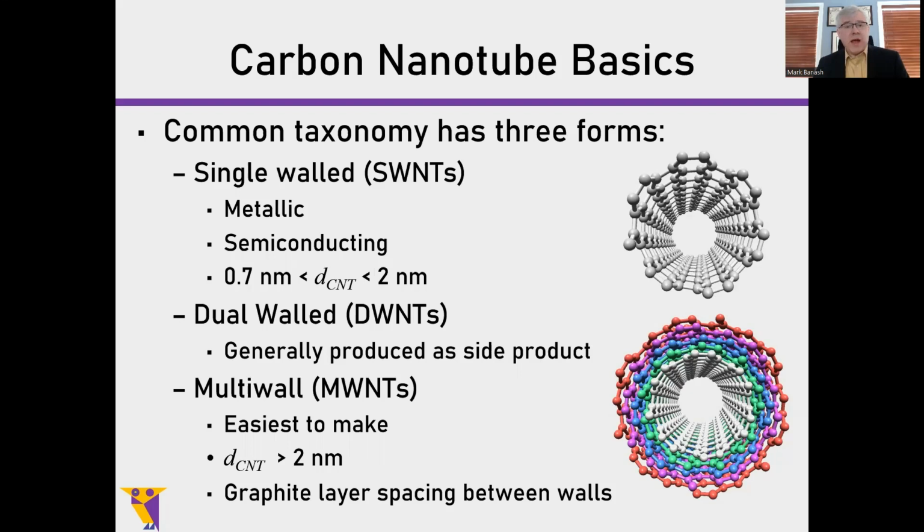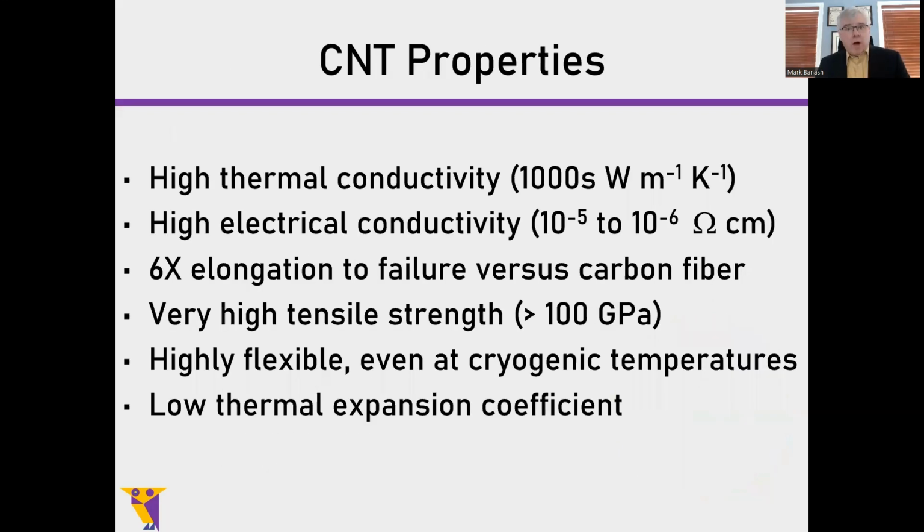Dual walls are the next type, and they're exactly that. Dual walls really aren't investigated that thoroughly because they're generally not formed except as a side product with single walls or in the production of the next type, multi-walls, which are exactly that. These are tubes that have multiple walls around them, 5, 10, 15, commonly observed. They're the easiest to make, and they're also the easiest to obtain commercially for a reasonably low price. You have graphitic spacing between the walls, and diameters are generally above 2, with 5 or 10 nanometers being fairly common.